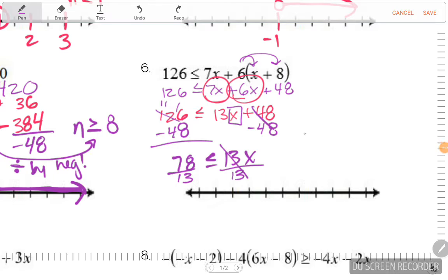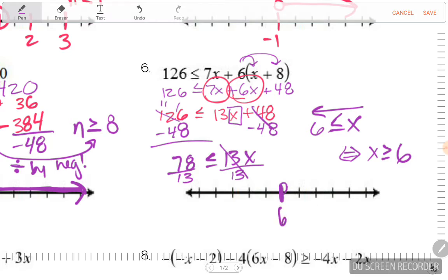Okay, 78 divided by 13, I get 6. Drop down my sign. I did not divide by a negative, so I don't need to flip the sign. Okay, so just kind of carry this over, and then 13 over 13 is just 1, so I'm only left with x. Okay, if 6 is smaller than or equal to x, then x must be bigger than or equal to 6. Okay, reading this backwards, I hit the big side first, then the small side. So x is bigger than 6, or equal to.